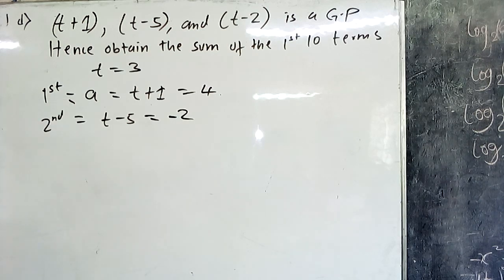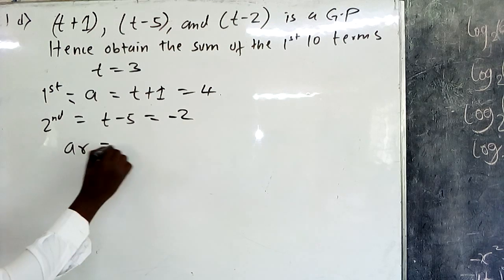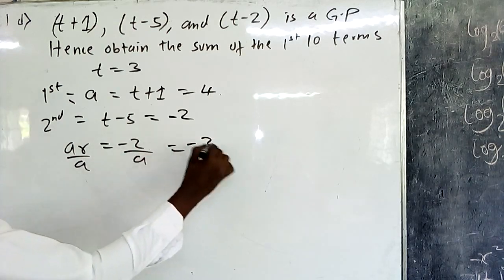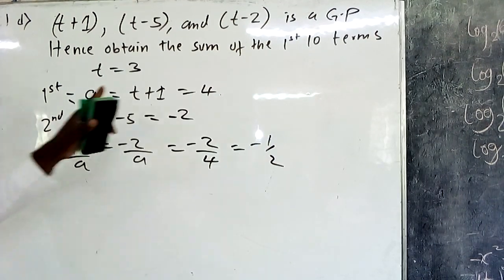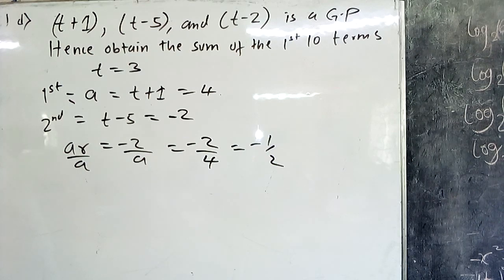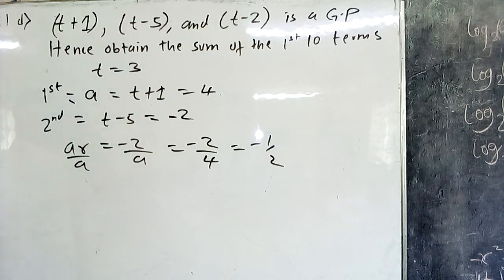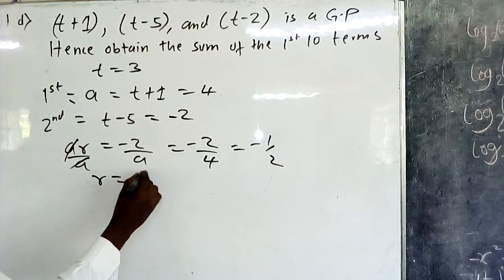So the first term and second term alone are enough for you to get R, isn't it? Yes. Because you know the second term is AR, isn't it? So AR is equal to negative 2. So for you to get R, you divide by the first term, meaning R is negative 2 over the first term. R is negative 1 over 2. So negative 2 times negative 1 over 2, you get the third term to be 1. So you can confirm t minus 2, t is 3, 3 minus 2 is 1, isn't it? So you found A, and you found R is negative 1 over 2.